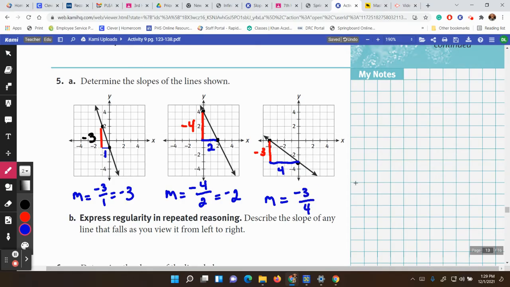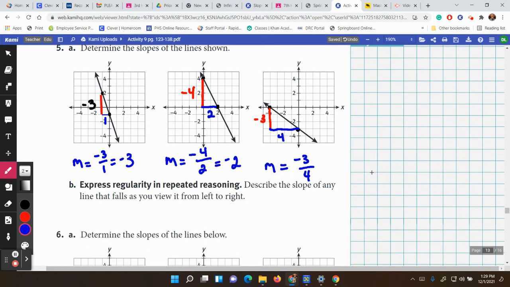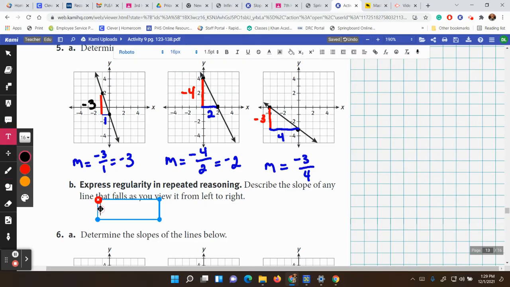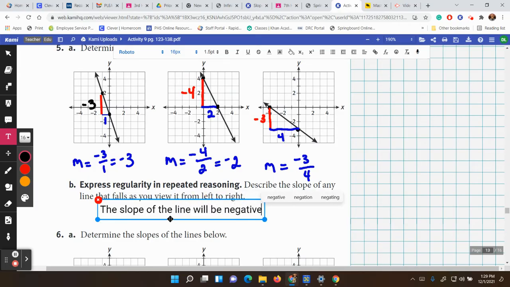All right. Describe the slope of any line that falls as you view it from left to right. So looking from left to right, if it is going down, that slope will be negative. So the slope of the line will be negative.